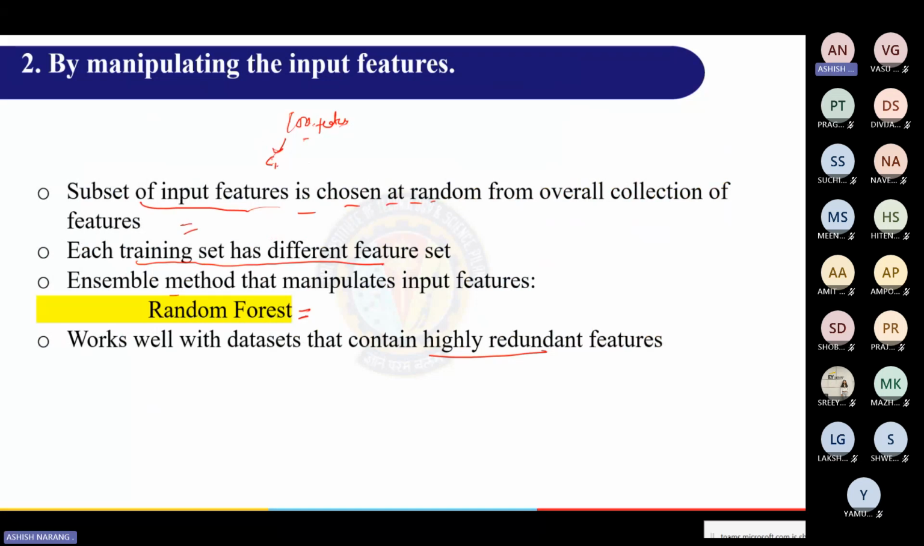Because when I partition a data set horizontally, I am partitioning it record-wise. When I am partitioning by features, maybe 10 features I am giving to classifier 1, another 11 to 20 features I am giving to classifier 2, maybe 21 to 30. I'm just giving you a hypothetical example, right? This way.